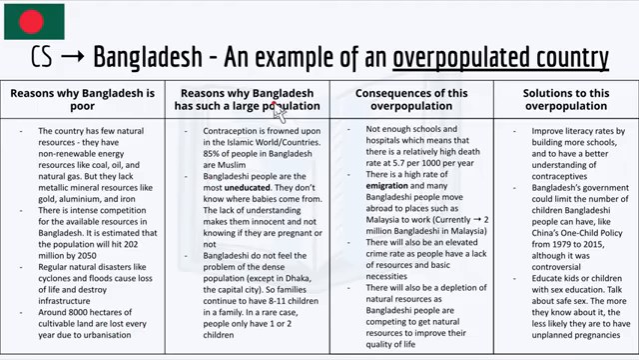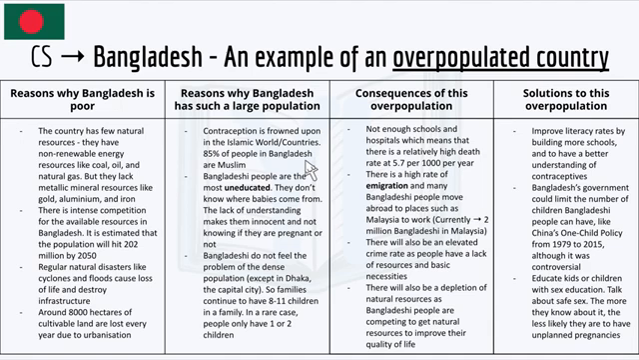And a reason why Bangladesh has such a large population is that contraception is frowned upon in the Islamic world, and 85% of people in Bangladesh are Muslim. Number 2, Bangladeshi people are uneducated, and they don't know where babies come from, therefore lacking an understanding of whether they need contraceptives or not.